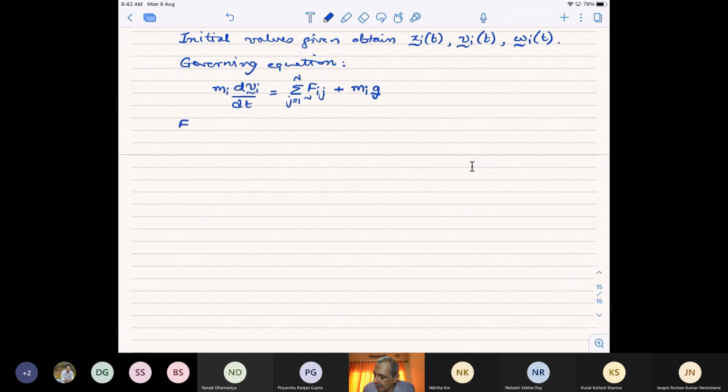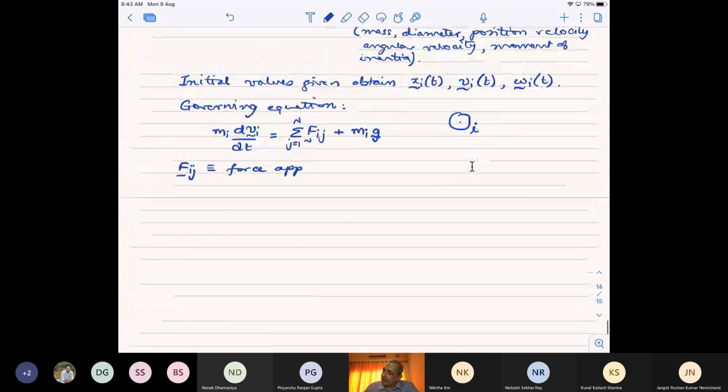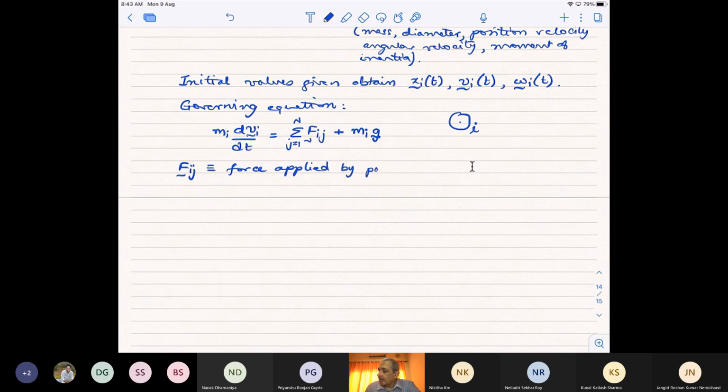So Fij is the force applied by particle j. Of course, we are talking only about particle i. We are looking at one particle i, and there may be other particles around it which are exerting forces. And so let's say there are j such particles that are applying forces on it. So Fij is the force applied by particle j, obviously on particle i.